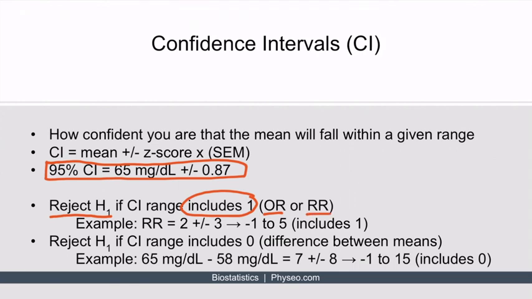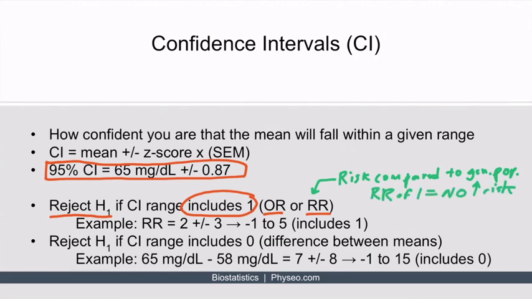We talk about relative risk and odds ratio in great detail in section 9. For now, just know that your relative risk is your risk compared to the general population. If your relative risk equals 1, there is no risk. In other words, being exposed doesn't increase your disease risk more than the general population. Now let's say your relative risk is 2. This means that you have 2 times the risk of the general population.